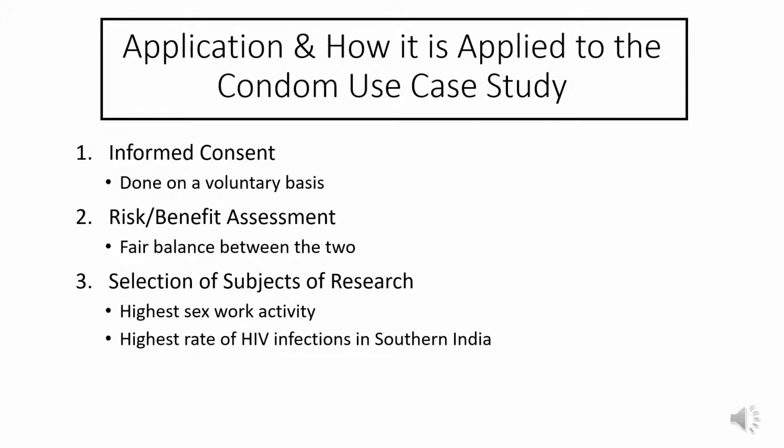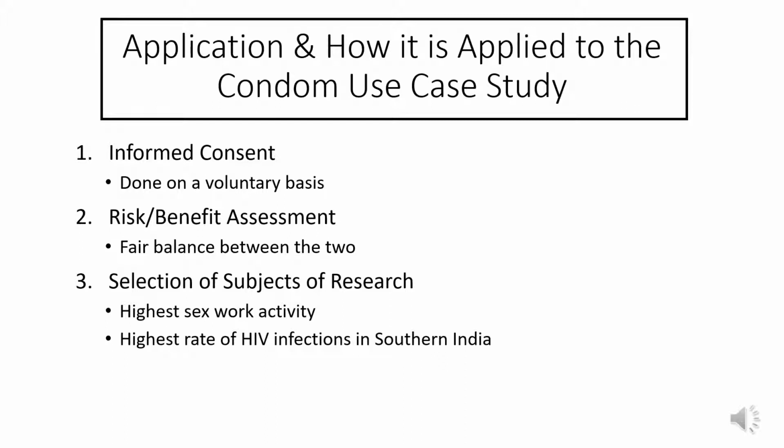Application and how it's applied to the condom use case study. Number 1, informed consent. The program was done on a voluntary basis, and those partaking in the program were allowed to come and go whenever they wished. 2, risk-benefit assessment. There was a fair balance between the two. The harms were likely to be reduced if the individual partook in consistent condom use, and the benefit of that was, with consistent condom use, there will be a reduced risk of getting an STI.